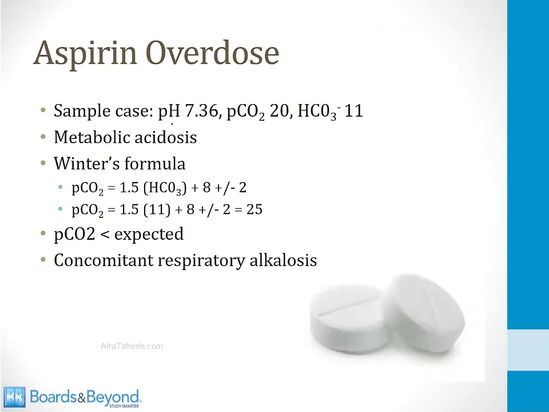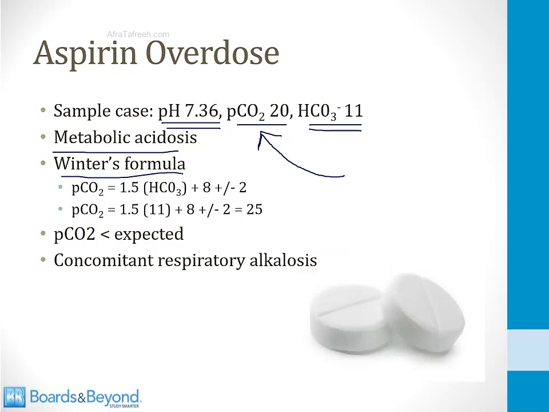So here's a patient with a pH of 7.36, a carbon dioxide of 20, and a bicarb of 11. So the pH is below the normal range very slightly. 7.37 is the bottom of the normal range. So this is an acidosis. And the bicarb is low, so it's a metabolic acidosis. And the CO2 is also low, which could be normal respiratory compensation, but it's not because this is an aspirin overdose. And the way we figure that out is by using Winter's formula.